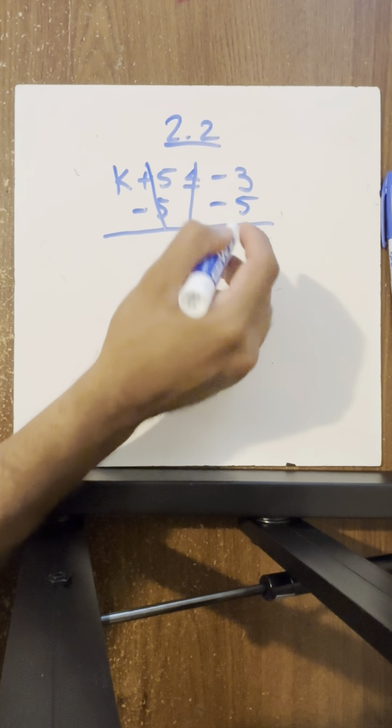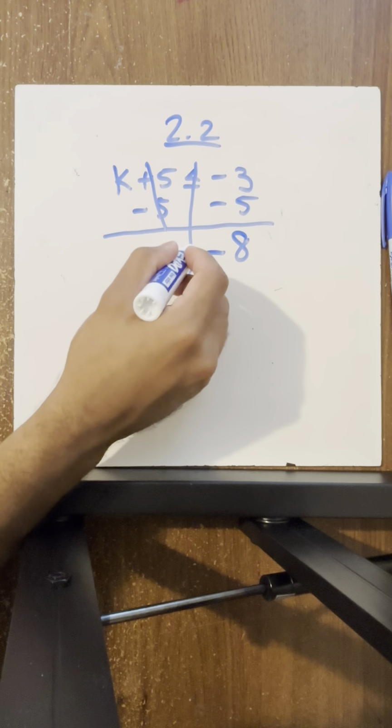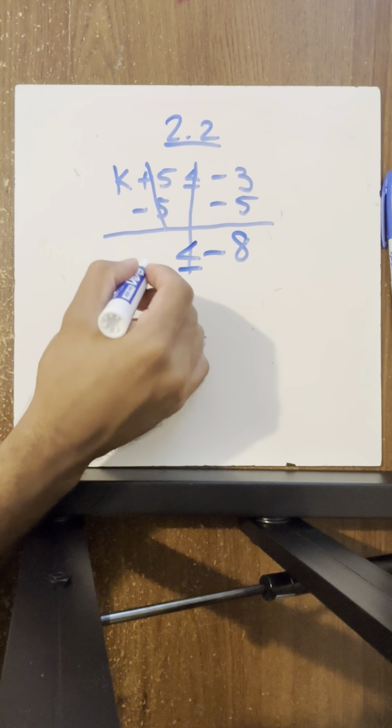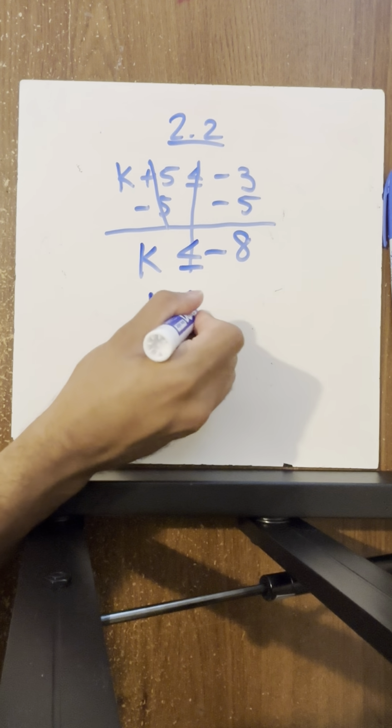This time they're the same sign, so let's keep the sign, add the numbers. 3 plus 5 is 8. So we'll keep the inequality sign the way it was, and the k is left alone on one side. So our answer is k is less than or equal to negative 8.